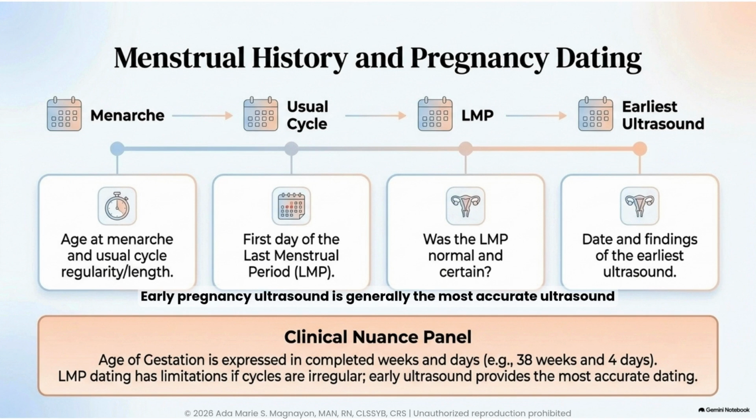Early pregnancy ultrasound is generally the most accurate ultrasound method for establishing or confirming gestational age. Gestational age is recorded in completed weeks and days. For example, 38 weeks and 4 days means the patient has completed 38 full weeks and is 4 days into the next week. Accurate dating affects the interpretation of labor, fetal maturity, and clinical decisions, so document both the source and certainty of the date. Let us use the last menstrual period to calculate an estimated date of delivery.